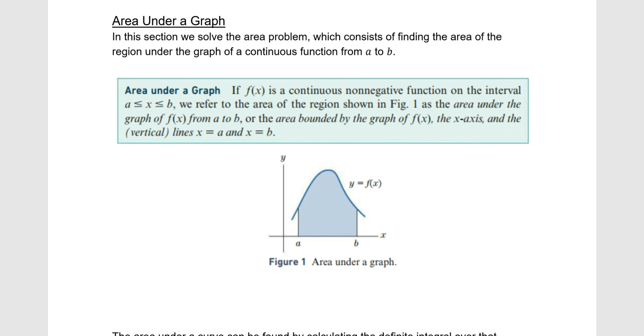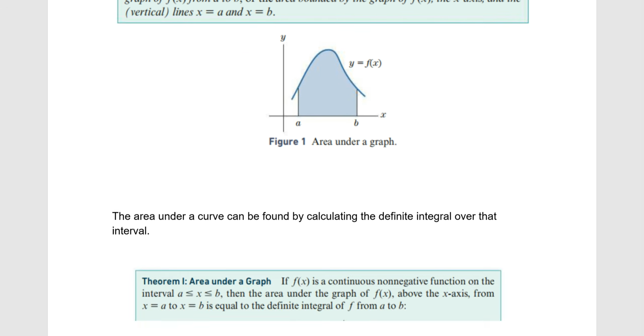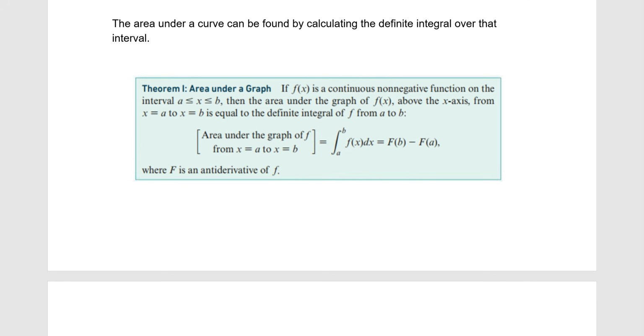Okay, so we're going to be finding that area, and we're obviously going to be doing that using a definite integral, and this is how we can do it. Thankfully, we already know how to do the math here. If we are looking for the area under the graph of f of x from a to b, it's going to equal the definite integral from a to b of that function.